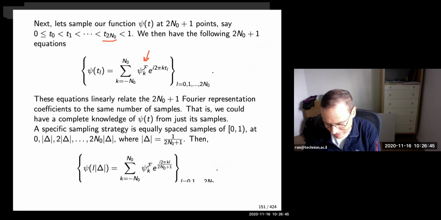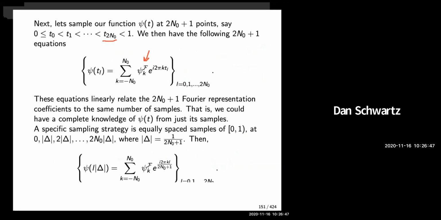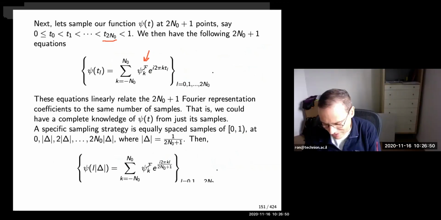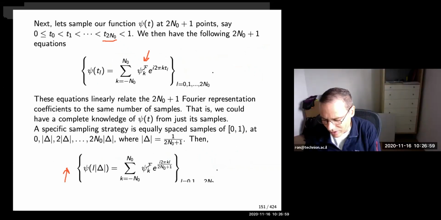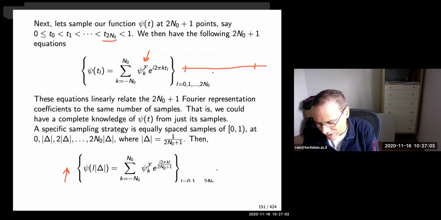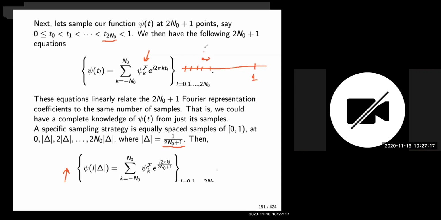So in fact, now, let us simplify things even more. You can see what is going on above this line? Yes. Okay. So let us simplify things even more and let us now restrict our sampling to be uniformly distributed over the 0, 1 interval so that the samples would be 1 over 2n0 plus 1 distant apart, okay? So this would be my delta.